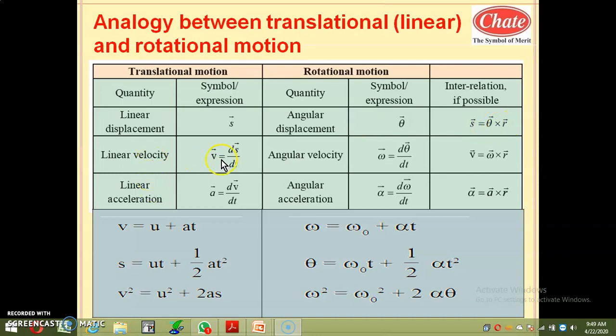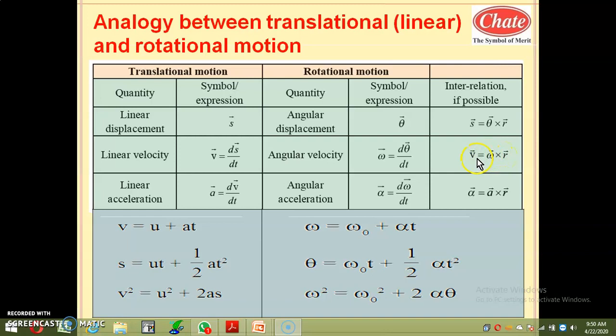Linear velocity in linear motion or translational motion is given by V equals ds by dt. Vector V equals ds vector by dt. Whereas angular velocity, analogous to linear velocity, can be expressed as, in place of V, omega, and in place of S, theta. So the expression becomes omega vector equals d theta vector by dt. What is the relation between linear velocity and angular velocity? That is vector V equals vector omega cross R. Its magnitude is taken as V equals omega R.